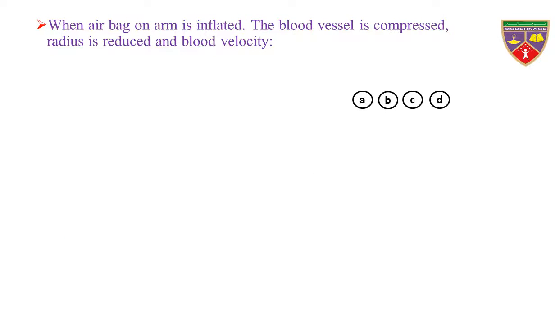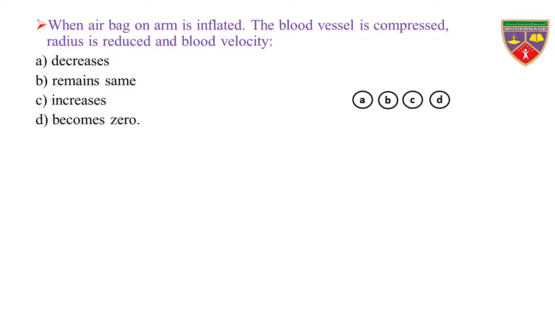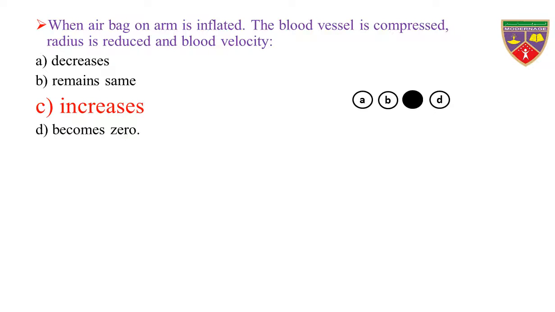When air bag on arm is inflated, the blood vessel is compressed, radius is reduced, and blood velocity, option A, decreases, option B, remains same, option C, increases, option D, becomes 0. The key is increases. Therefore, the correct option is C.